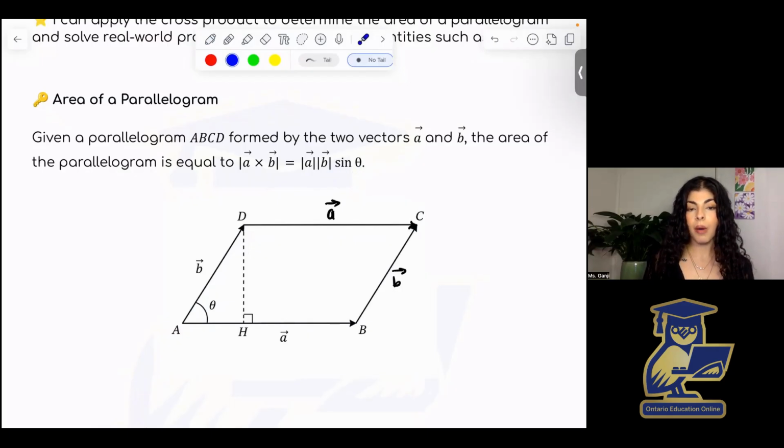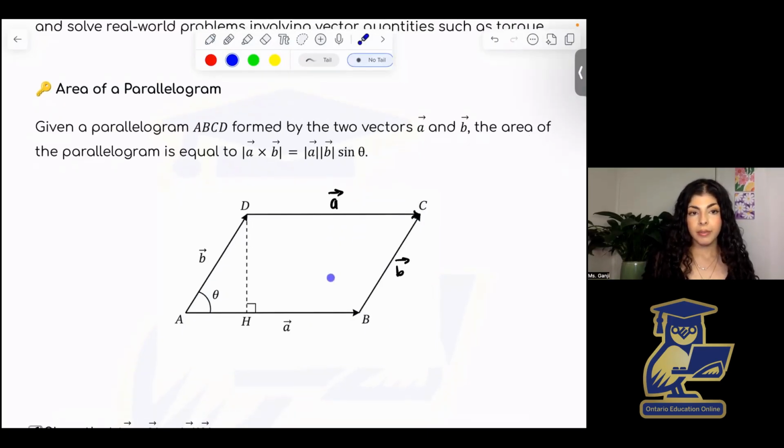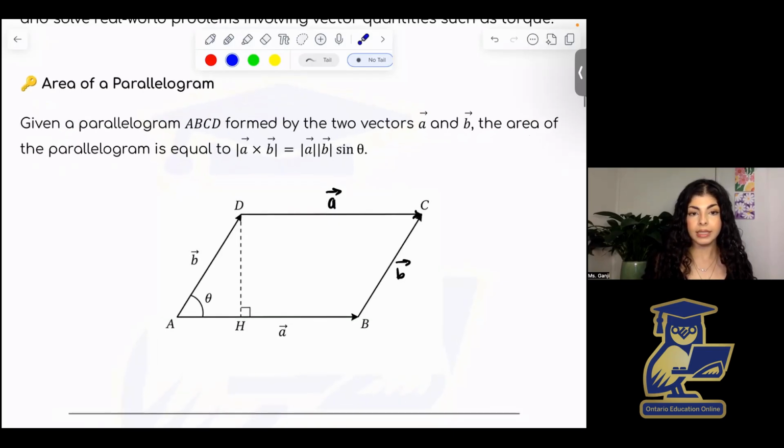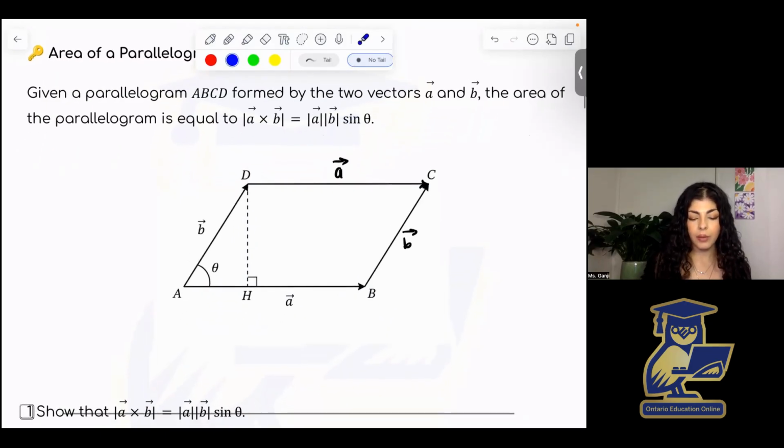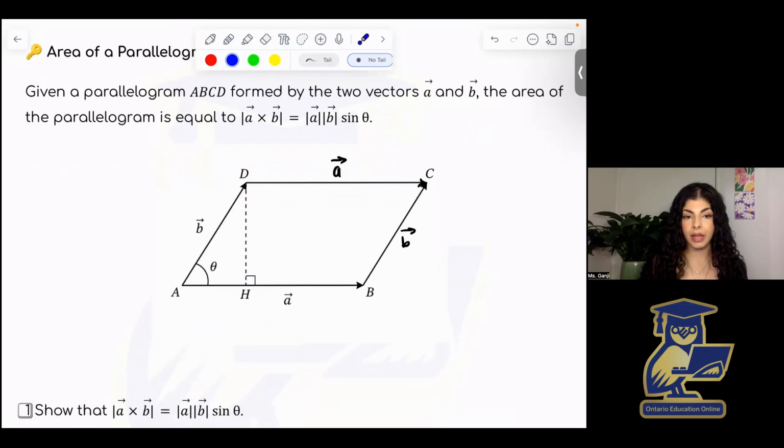I want you to think about why this is true. Remember, to find the area of a parallelogram, we have to kind of treat it as a rectangle. So we have to find this height here and multiply it by the base. To find the height, we use the sine of theta, and we multiply it by the base, which is the magnitude of A. So the height is the magnitude of B times sine of theta. And when we multiply them, we have the area of the parallelogram.